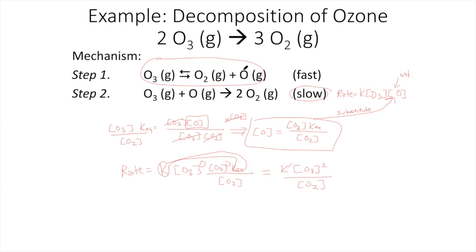But the problem with the oxygen atom is there's no way to do that because it's an intermediate. It's produced and then consumed. I can't control it and I can't observe it. I can observe the amount of O3 and the amount of O2, so I can write the rate law based on those components of this chemical reaction.